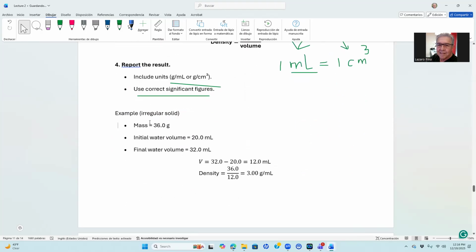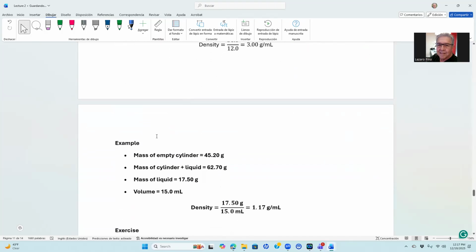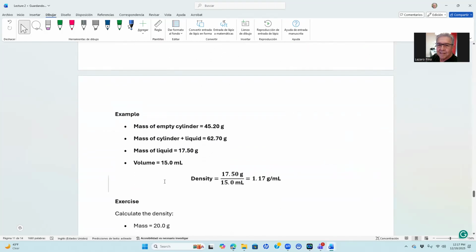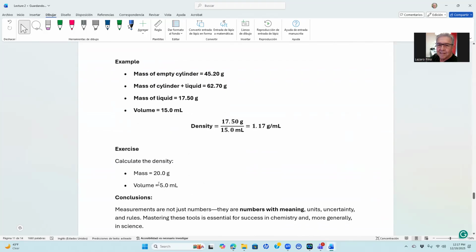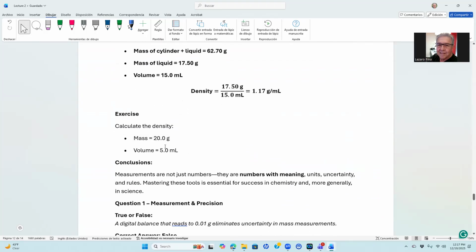Here you have an example of how to calculate the volume and then the density of an irregular solid. You can stop the video and see how I solved this problem. Okay? Here you have another example. Stop the video and look at the operations. And here we have another exercise that you're supposed to do by yourself.